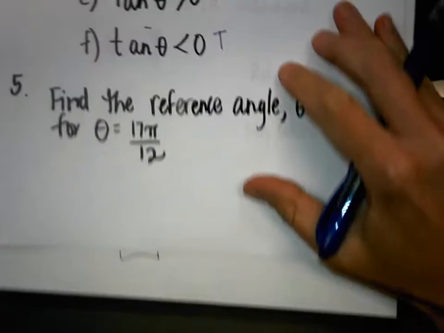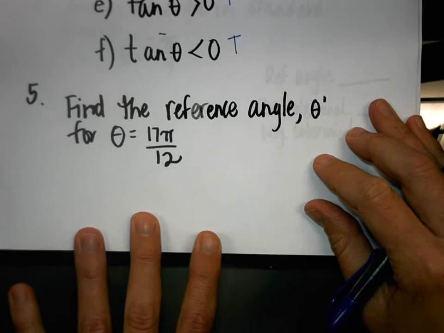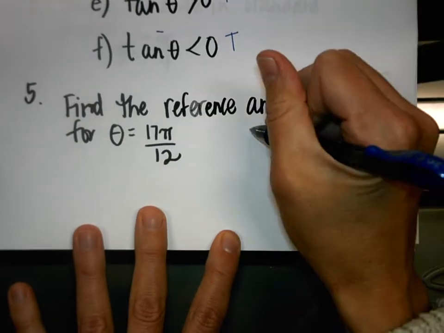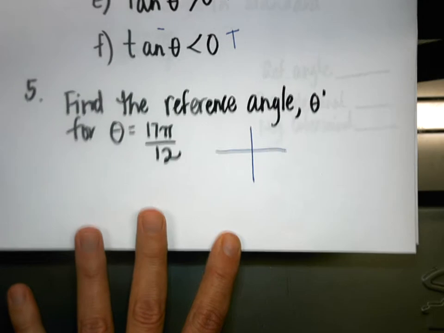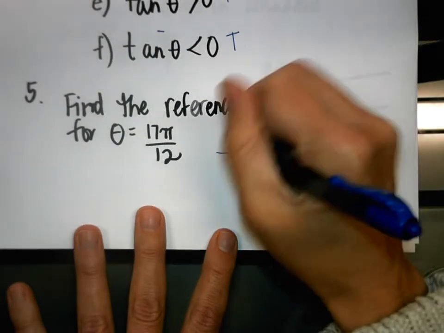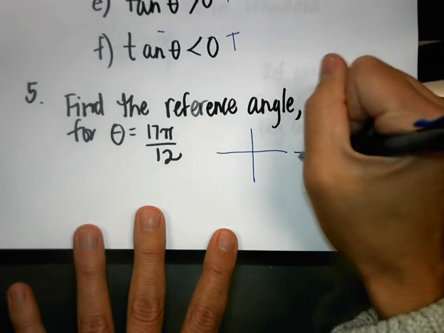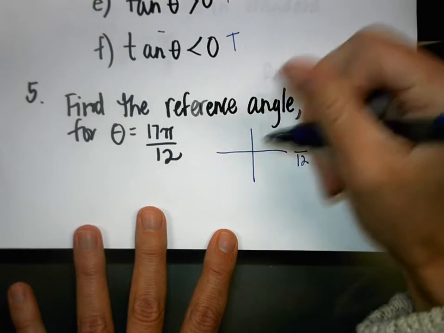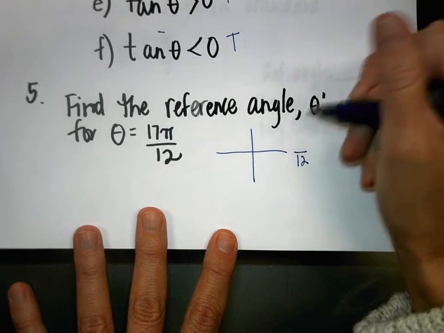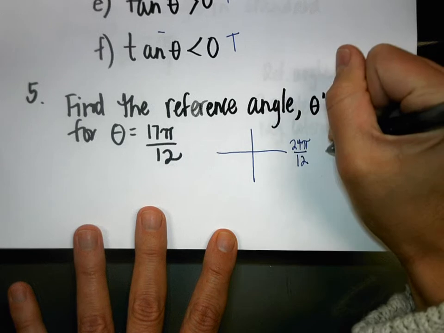Okay, number 5. Find the reference angle for 17 pi over 12. Okay, so we need to, on this one, draw our coordinate plane. We know that a whole circle is 2 pi. And so if my denominator is 12, what would I need on top in order for it to reduce to be 2 pi? And we would actually need 24 pi. That reduces to be 2 pi.